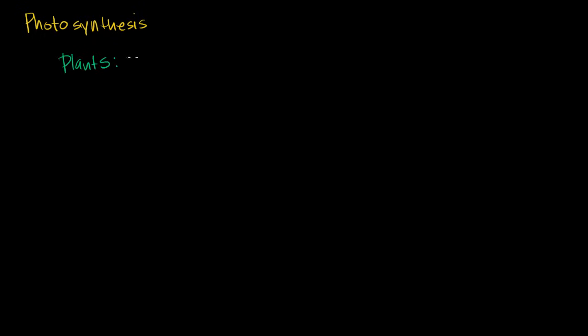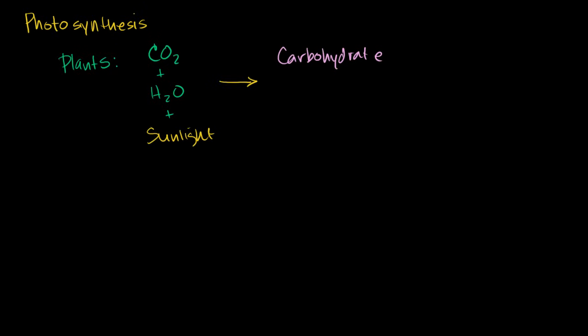It's the process that plants use to take carbon dioxide plus some water, I'll do it in yellow, plus some sunlight, and turn it into some sugars or maybe carbohydrates. Carbohydrates or sugars plus oxygen. And obviously this has two very profound pieces to it for us as a living species.